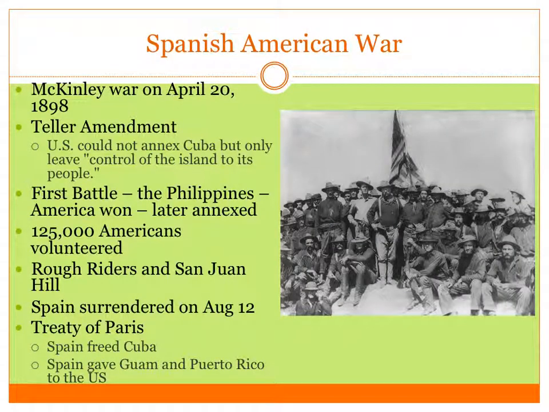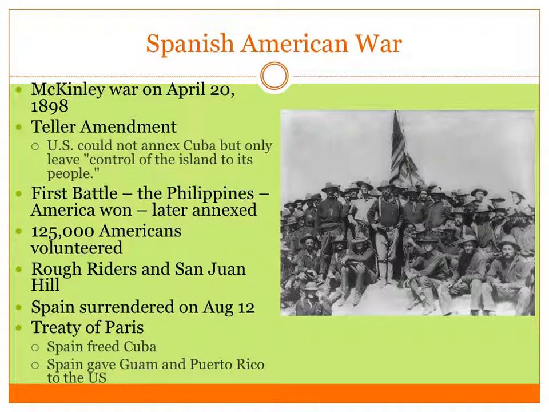So the USS Maine explodes on February 15th, 1898. On April 20th, President McKinley will declare war on the Spanish. With the declaration of war on April 20th, you have what is known as the Teller Amendment. Now, this is an agreement that when America goes to war with Spain in Cuba, that the U.S. could not annex Cuba. That means that when the war is over, America cannot take Cuba for its own.